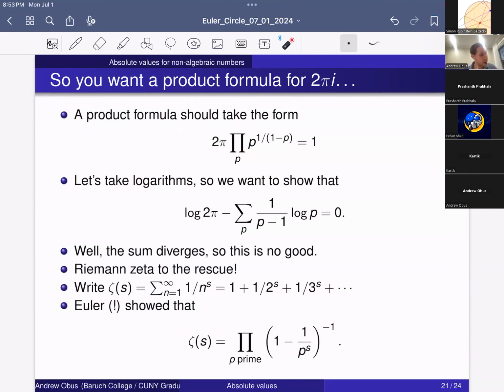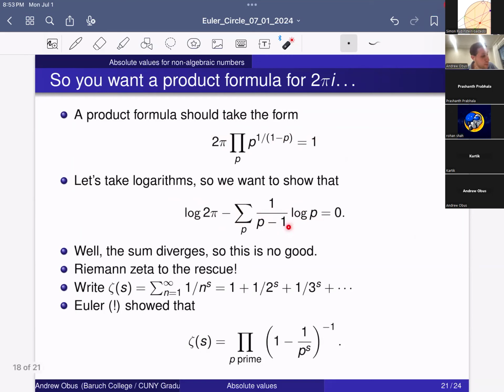So with logarithms, what we want to show is that log of 2 pi minus the sum over all primes of 1 over p minus 1 times log of p, right? The minus is what's changing the 1 minus p to the p minus 1. We want to show that this sum is equal to log of 1, which is 0.